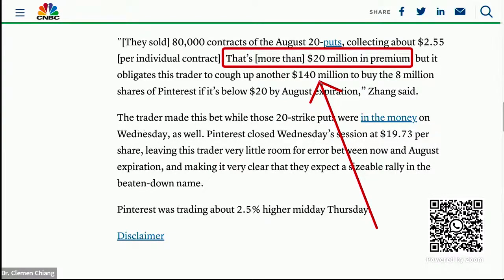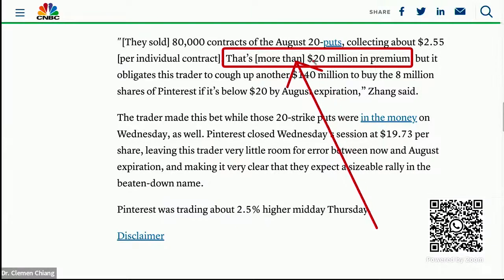All right? So, think rationally for a moment. Would you, in your normal human brain, want to make $20 million, but if your decision is wrong, you have to cough up another 140 million and make yourself bankrupt overnight? Would you ever do that? So the whole article is already wrong. No human logic would do that. No one in their right mind would do that. That's what I'm trying to tell you.